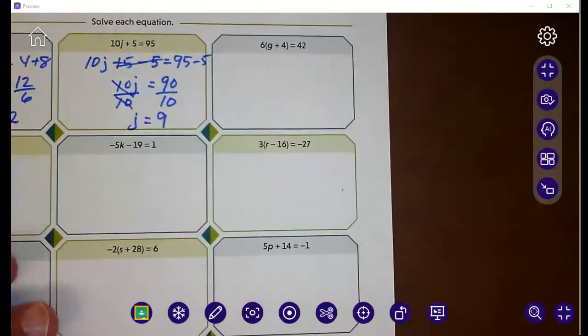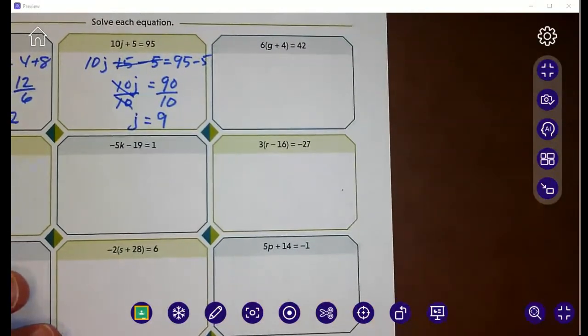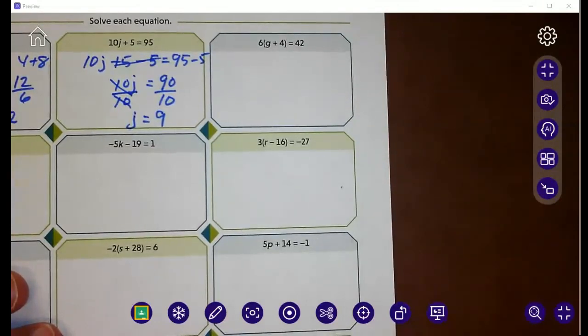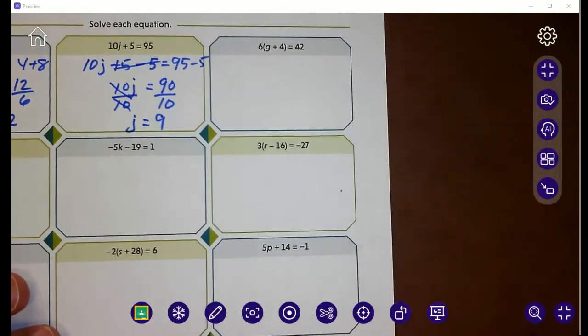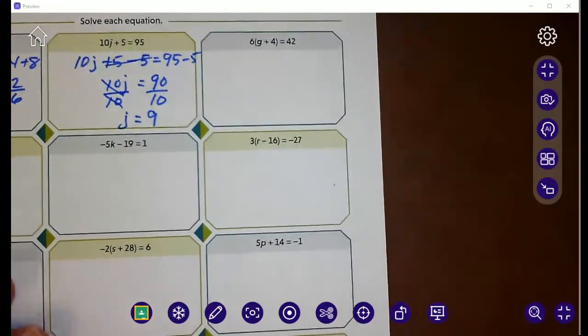This time we have parentheses. We got to get rid of that parentheses first. So what are we going to do to both sides of the equal sign? I'm sorry. What are we going to do first? Because we've got to get rid of that parentheses. So what are we going to do to get rid of that parentheses?